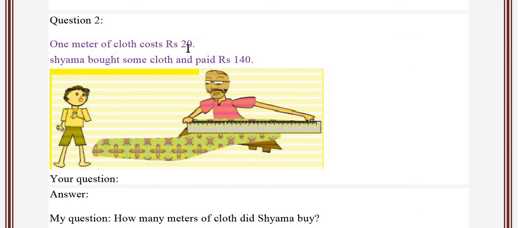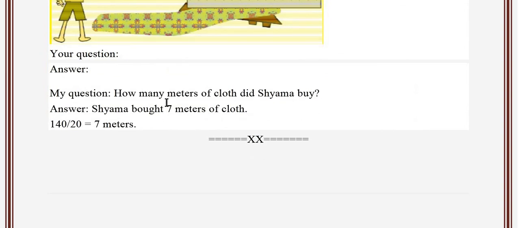Now, question number 2. 1 meter of cloth costs 20 rupees. Shyama bought some cloth and paid 140 rupees. My question, how many meters of cloth did Shyama buy? Shyama bought 7 meters of cloth. 140 divided by 20 is equal to 7 meters.